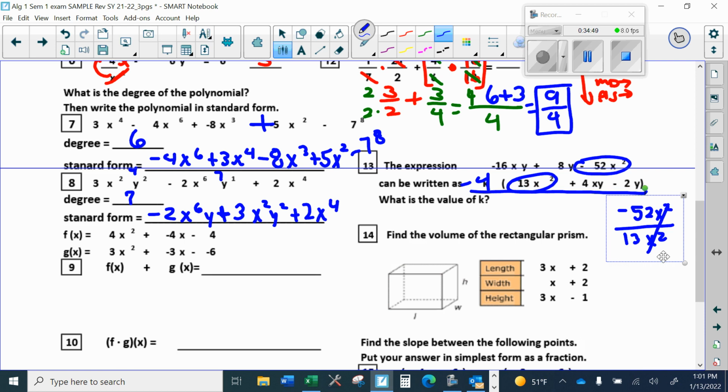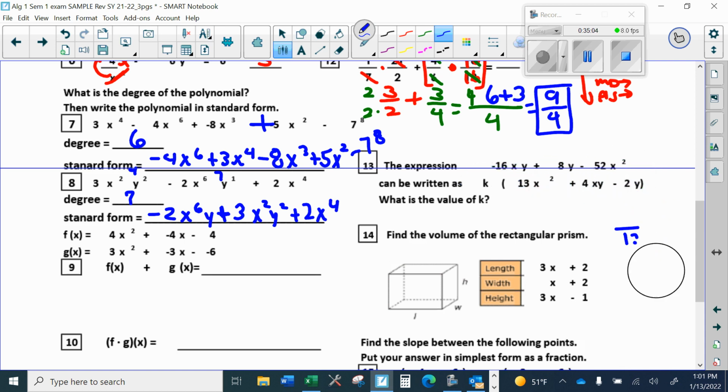I could have looked at that and then done negative 16 divided by positive 4, because those are the like terms. That gives me negative 4. Or I could have gone 8 divided by negative 2, because those are like terms. That gives me negative 4. That's what they took out of each term. So that's GCF. Okay.